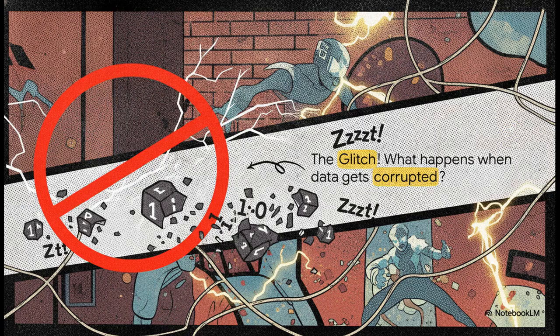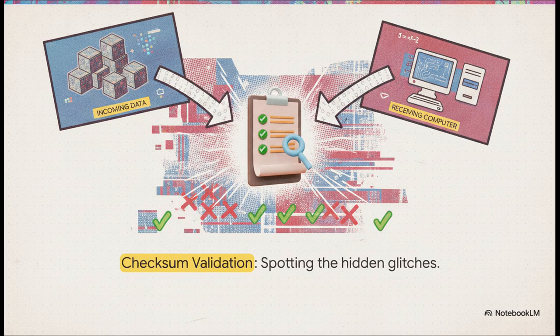Wires degrade, interference happens, and sometimes packets get severely damaged or glitched during travel. The data becomes corrupted. Imagine a 1 turning into a 0. Just that tiny single glitch can ruin an entire file. Fortunately, though, our heroes came prepared. Remember that checksum we mentioned earlier in their survival kit?